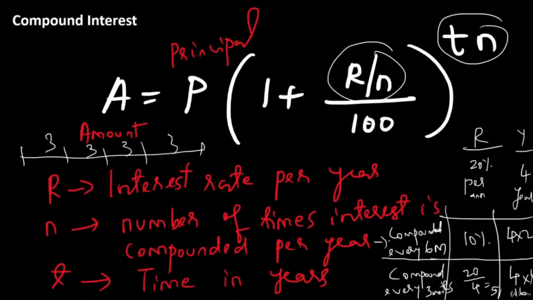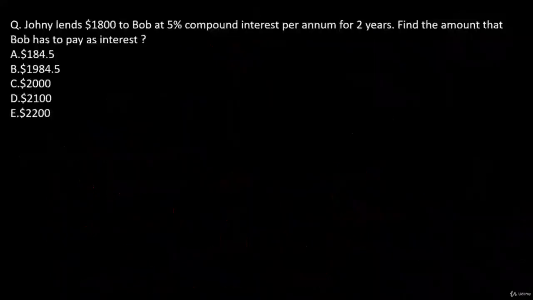Let's go ahead now and do some more problems. Hi students, let's do this question. Johnny lends $1,800 to Bob at 5% compound interest per annum for 2 years. Find the amount that Bob has to pay as interest. All right. So pause the video and go ahead and do this on your own, and then we'll solve it together. All right, we're back.